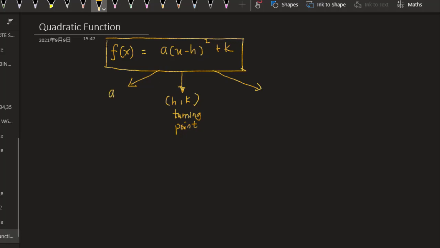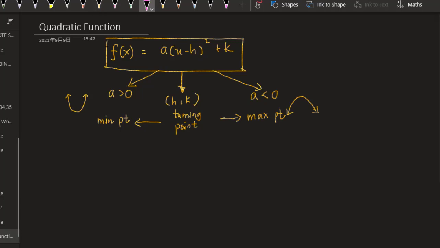If a is greater than 0, the turning point will become a minimum point, because your graph opens upward. Or maybe you call it a smiley face, but the proper term is open upward. The other side is when a is less than 0: it will open downward. Therefore, the turning point will become a maximum point. So you have to be clear with this. This is the first idea.